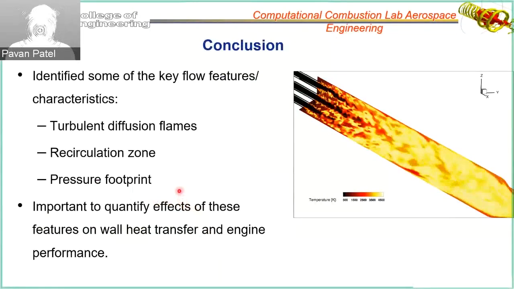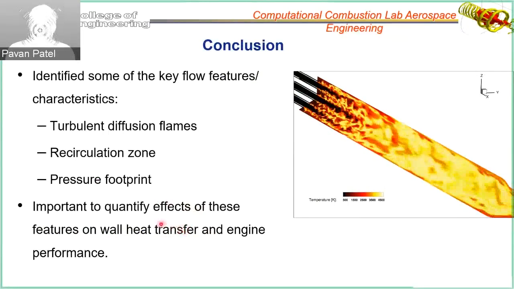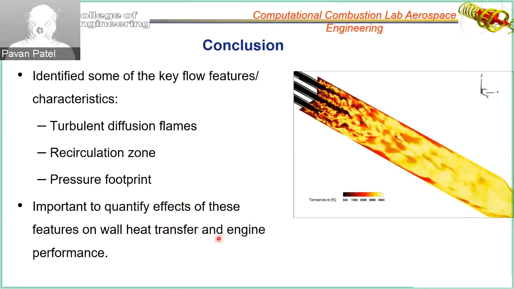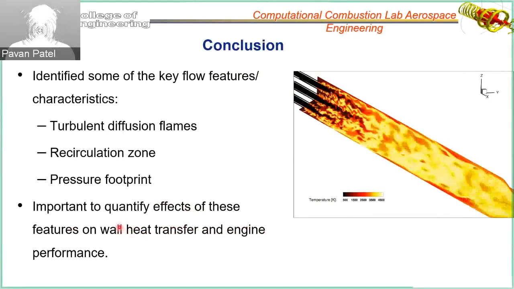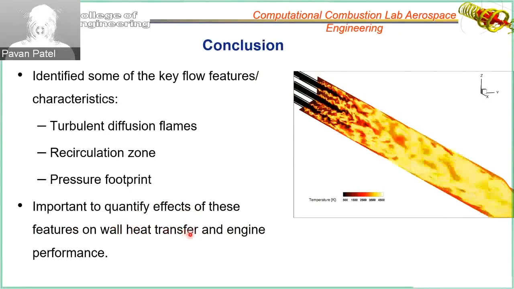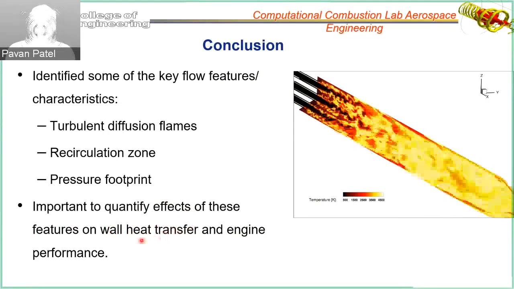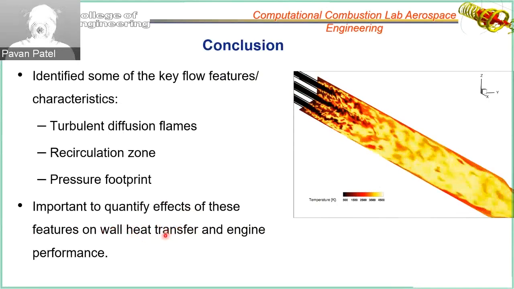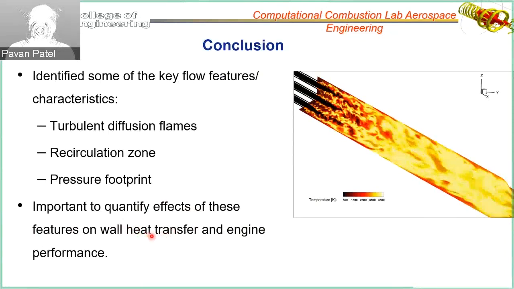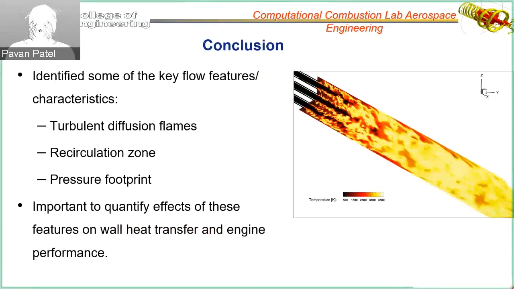But it's important to quantify all these features so that we can understand how they affect some of the important aspects of a rocket engine, such as wall heat transfer and the engine performance, or the exit velocity and ISP and that kind of stuff. Wall heat transfer is quite important because if you have a regeneratively cooled rocket engine, you want to know what temperature the fuel coming into the chamber is going to have. Because you're heating the fuel with the heat transfer from the chamber, you want to know exactly what the heat flux is at the wall. So yeah, that's it. And if you have any questions, I'm ready to take them now.